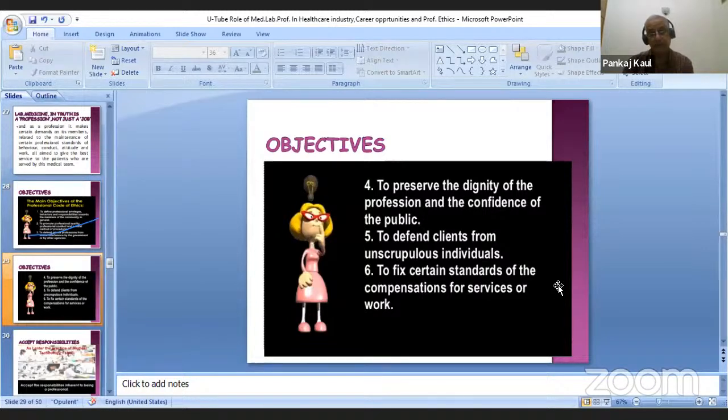Only symptomatic treatment is being given by the clinicians, and while they give an investigation list to the patient, they only tick a few. It is an indication to the lab concerned to do only those tests which have been ticked, but those labs charge the people for all these investigations. That gives a very bad reputation to our lab profession. So we must defend the clients from unscrupulous individuals who are doing such malpractices. We must fix certain standards of compensation for service or work.